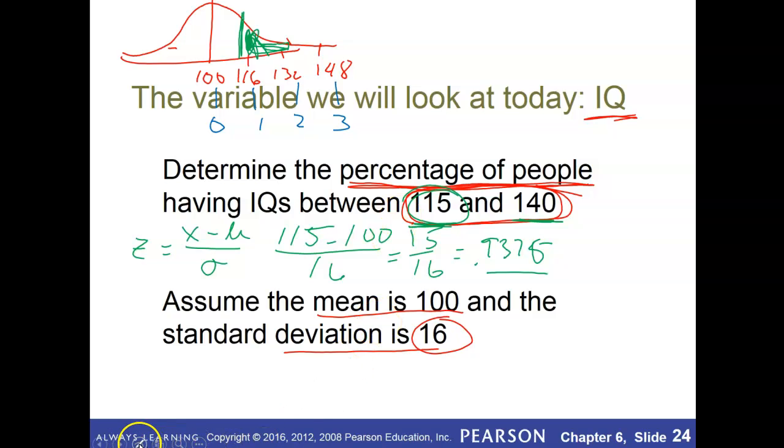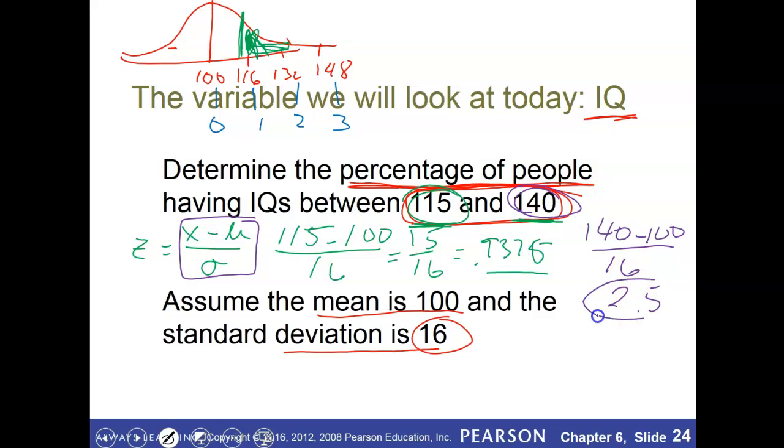And then I'm going to change colors here because now I'm going to find the z-score for 140. I'm going to use the exact same formula, except this time the x is going to be 140. We subtract 100 and divide that by 16. So 140 minus 100 is 40, and 40 divided by 16 gives us a z-score of 2.5. So that means the 115, which is here, has a z-score of 0.9375, and the 140, which is right here, has a z-score of 2.5.